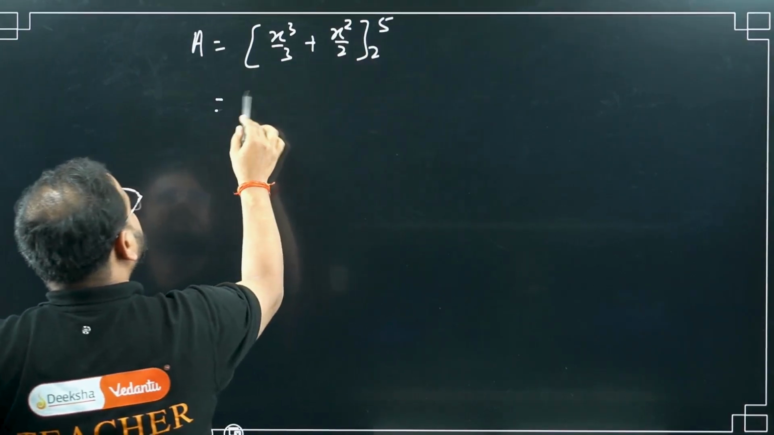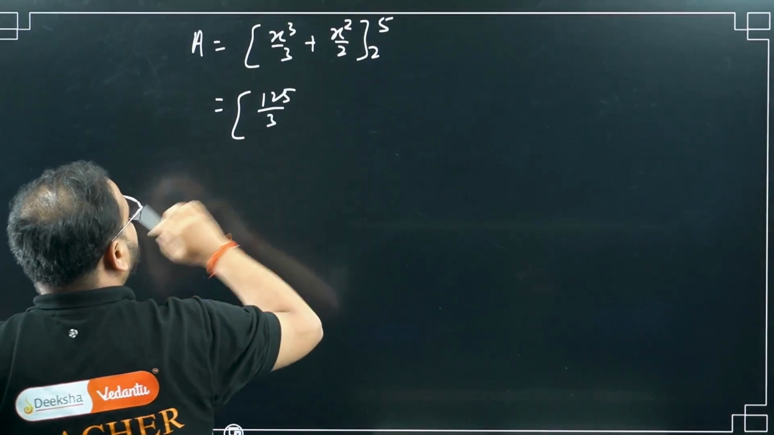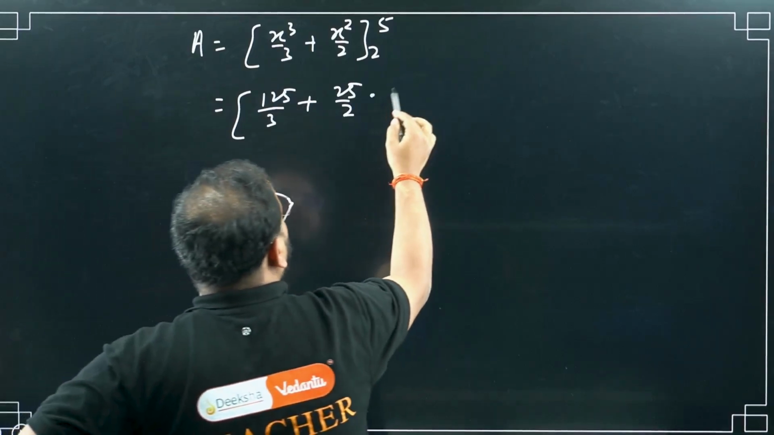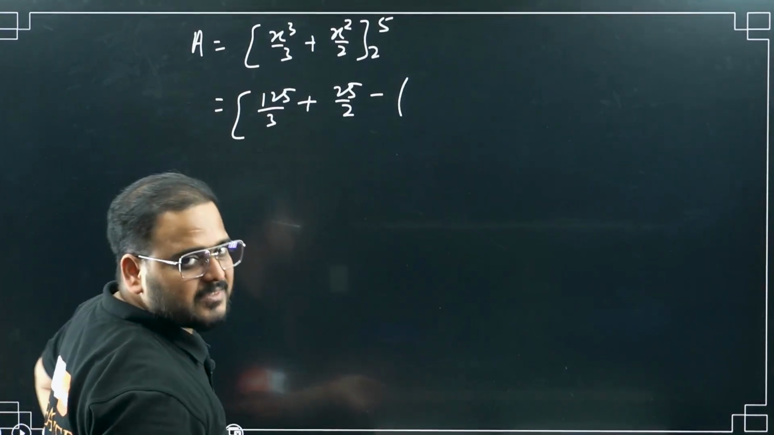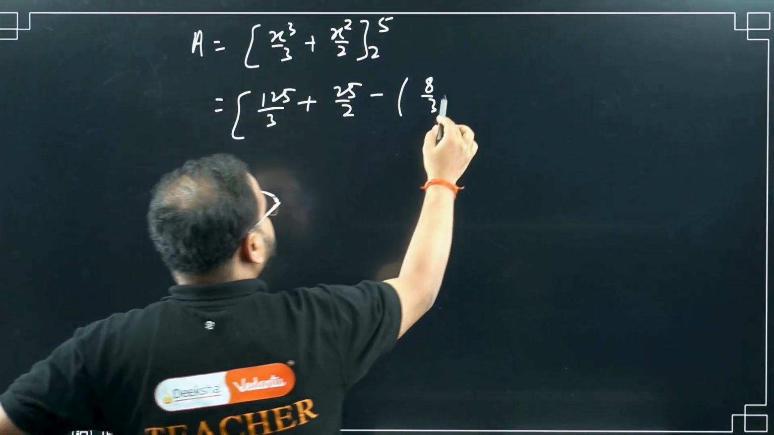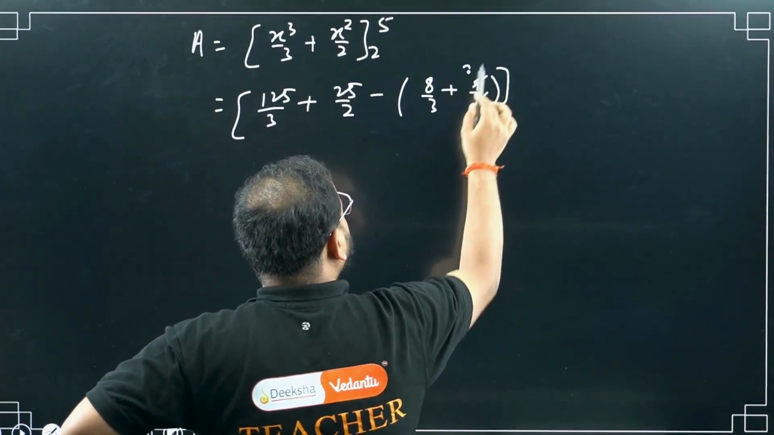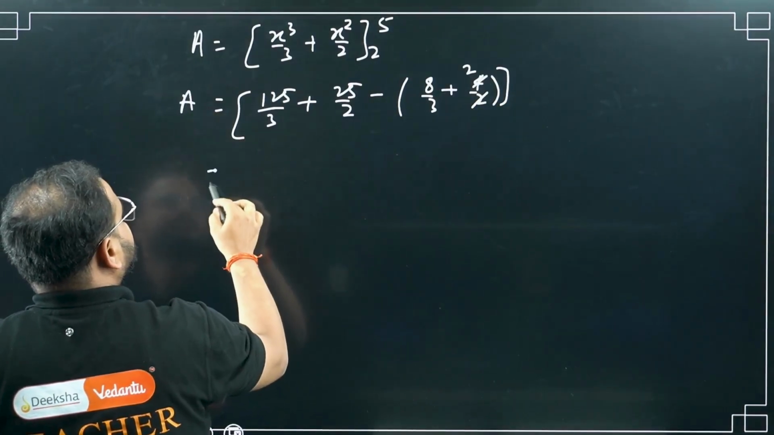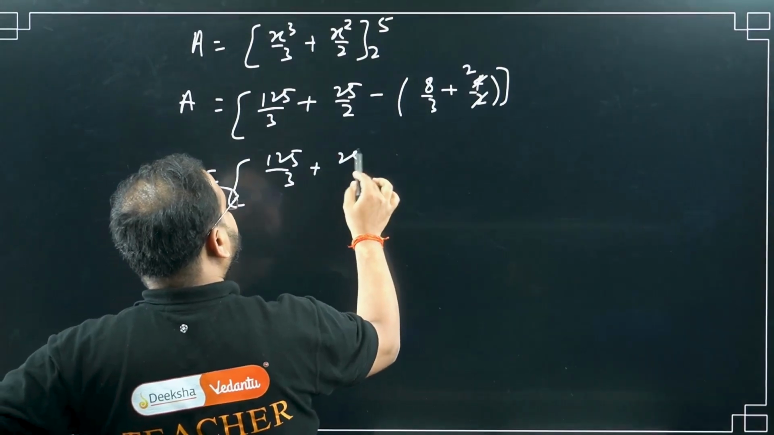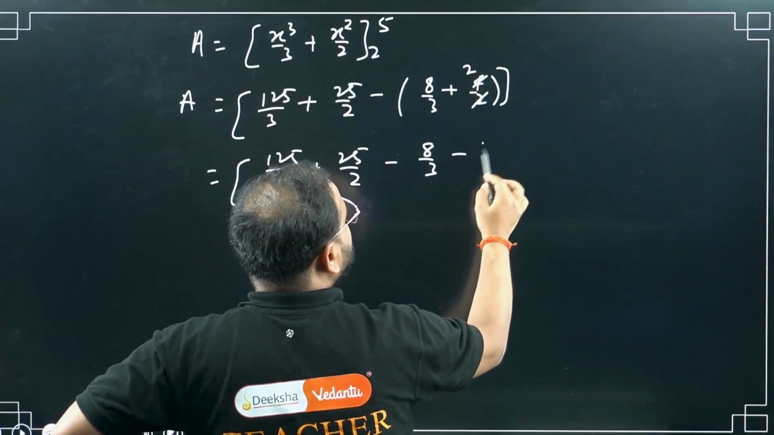Let's apply the upper limit first. So 5 cube means 125 by 3, and 5 square means 25 by 2. Now for 2, we're doing the lower limit, so minus will come. 2 cube means 8 by 3, and 2 square means 4 by 2, which is 2. This is my A. Change the sign: 125 by 3 plus 25 by 2 minus 8 by 3 and minus 2.